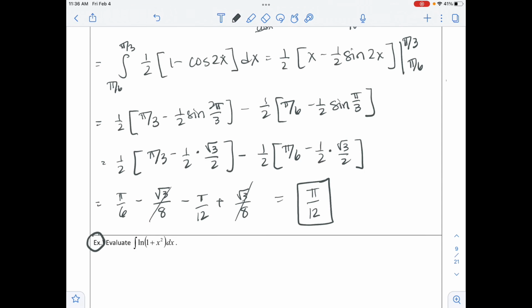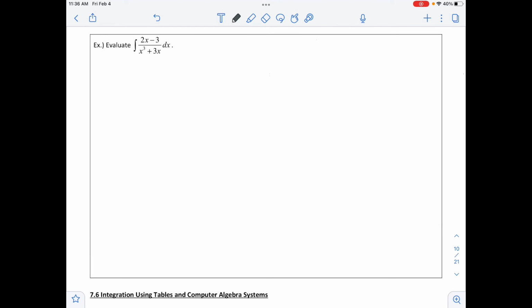The next example we're going to circle, and we'll work on that one together in class. The next example says evaluate the integral of 2x minus 3 over x cubed plus 3x dx. So this one reminds me of partial fractions. And so if I did that, I'm going to rewrite this as 2x minus 3 over, and I can factor out an x.